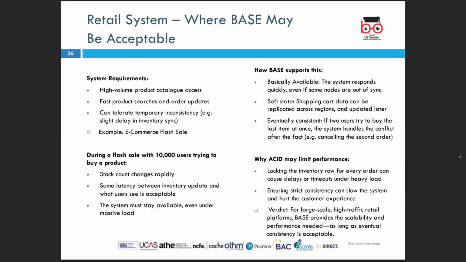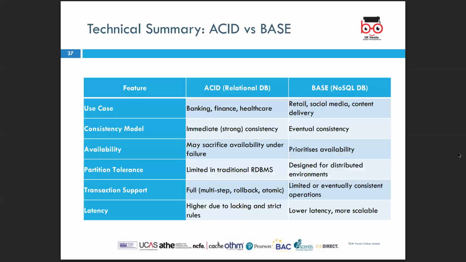While ACID might limit this performance, by locking the inventory row for every order, this can cause delay or timeout under heavy loads. Ensuring strict consistency can slow the system and hurt the customer experience. And the verdict: for large-scale, high-traffic retail platforms, BASE provides the scalability and performance needed, as long as eventual consistency is acceptable.